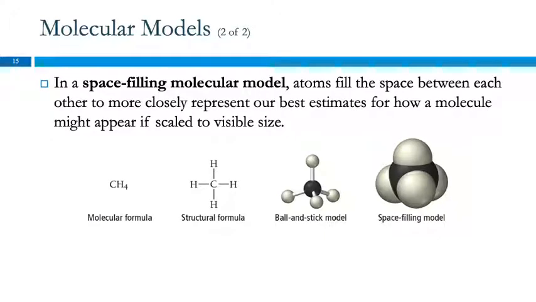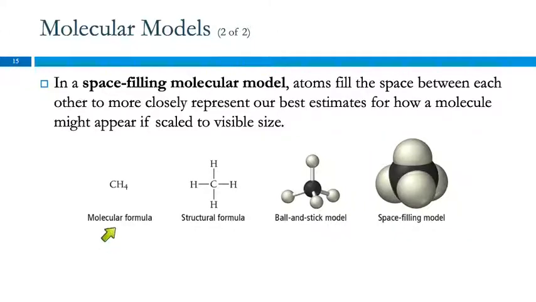We also have space-filling models. So this is an example of a ball and stick model, which is kind of like chemistry tinker toys. So we've got these little balls, and we attach them with the little sticks. Got my box of tinker toys here. This is an example of a ball and stick model. In a space-filling model, these are drawn so that the atoms more closely represent our best estimate for the actual space that they occupy.